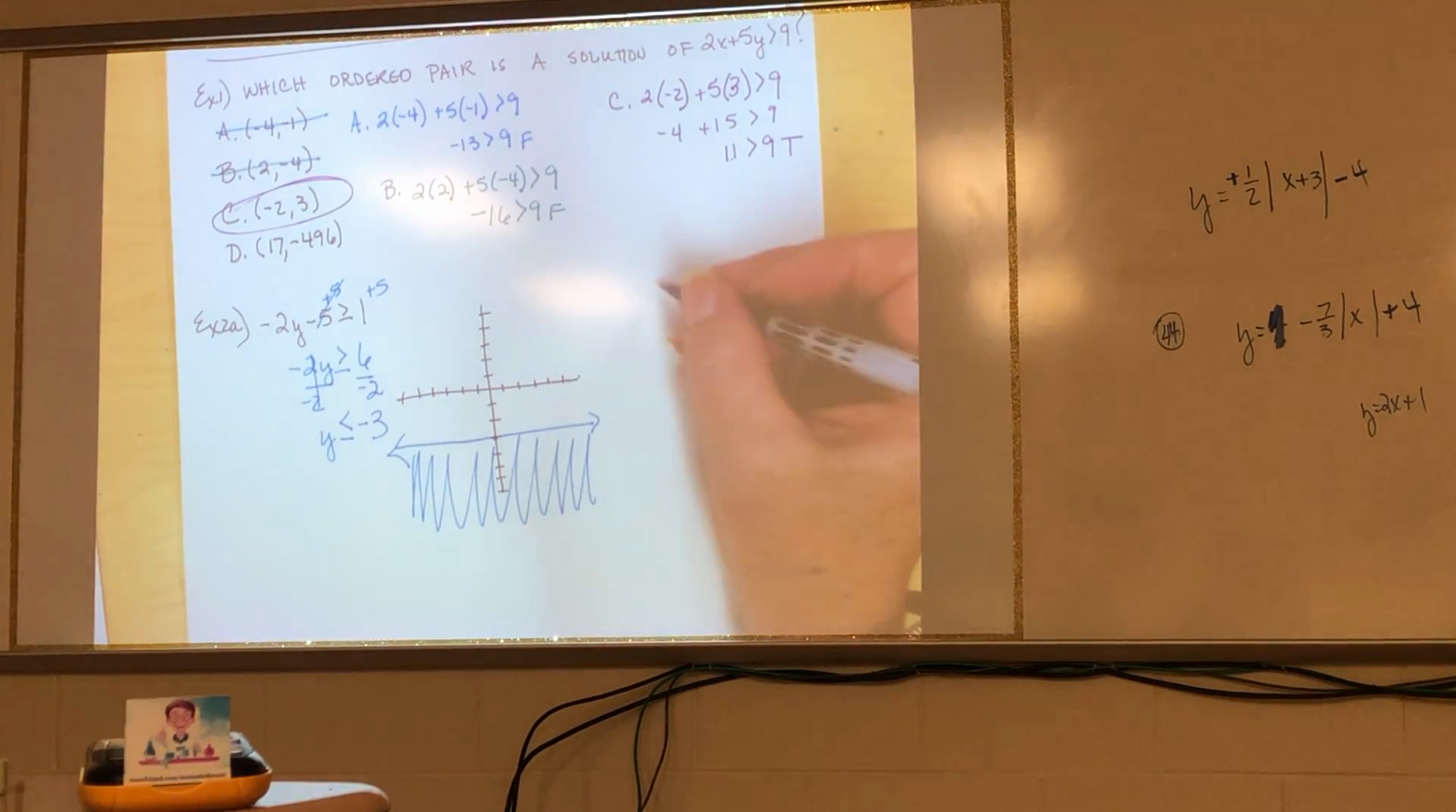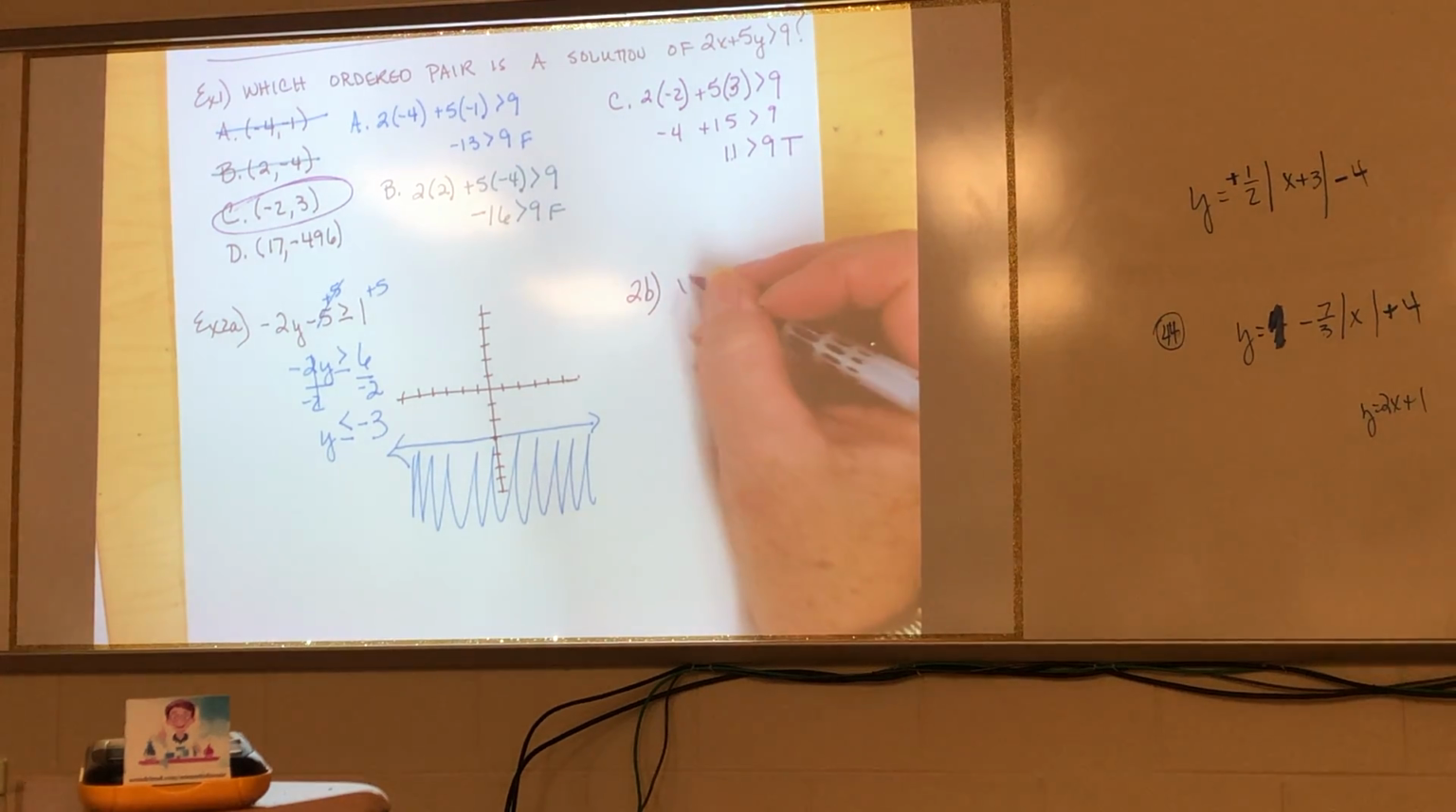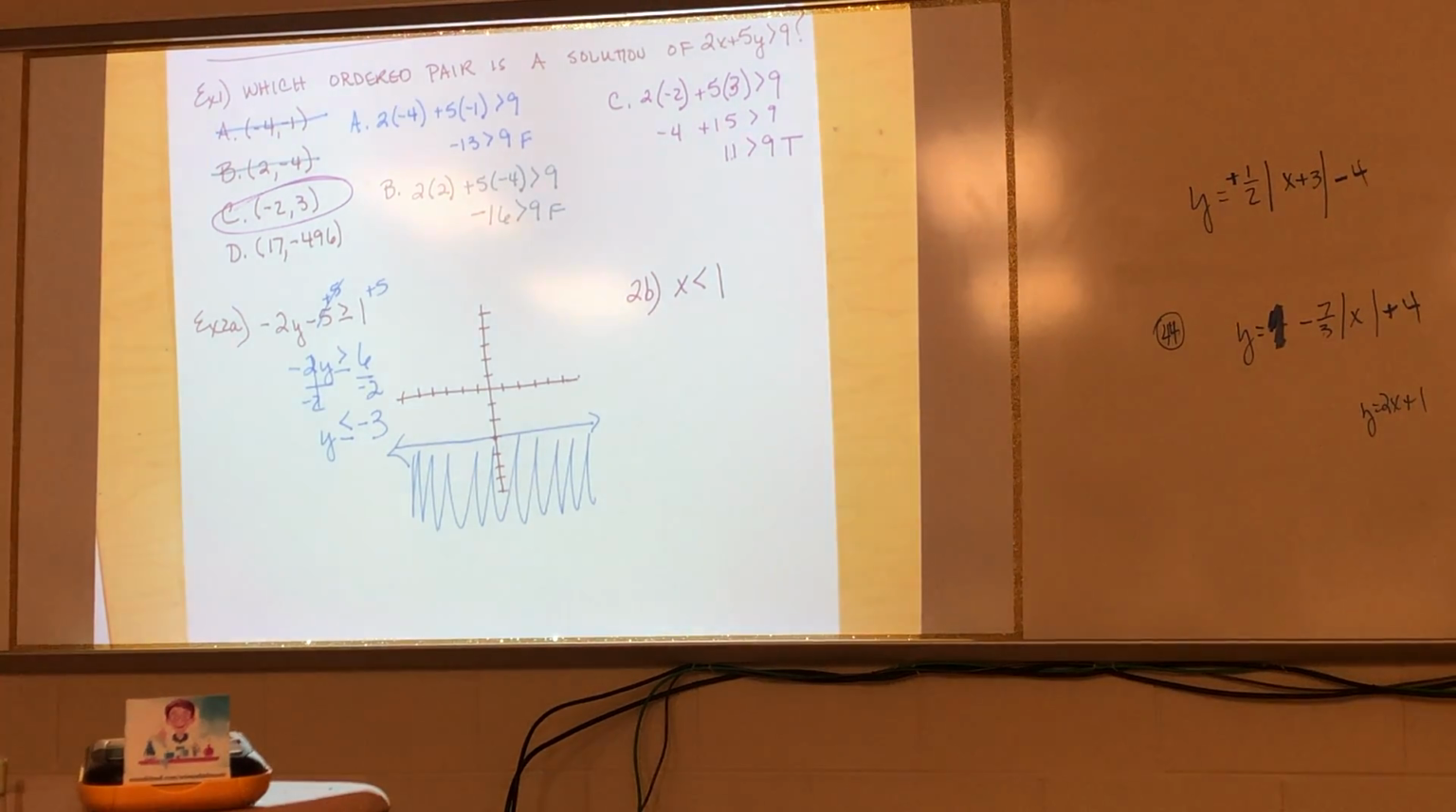All right. So here's 2b. Are you ready? Yes. 2b. x is less than 1. Go. You do it all by yourself. I'm graphing it on this same coordinate plane. x is less than 1. Pretty easy. Okay, you got it? Yep.